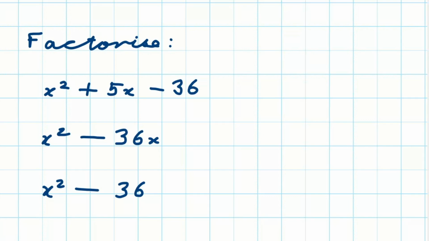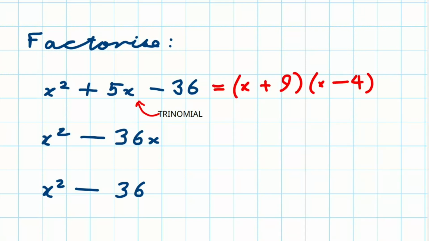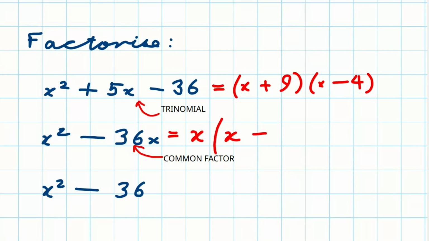You have probably spent a long time trying to learn to factorize trinomials, such as x squared plus 5x minus 36. For example, that one factorizes to (x plus 9)(x minus 4). However, don't forget that it's not the only type of factorization. So what about x squared minus 36x? Is that a trinomial? No, it is not a trinomial, because it does not have a constant term. In fact, that is just a common factor. So don't forget about common factor. The common factor is x, and this factorizes to x(x minus 36).